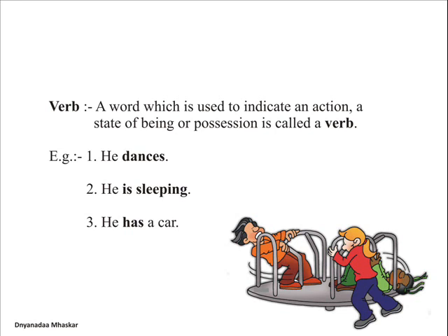Let us see the example. He dances. Dances is an action word. He is sleeping. Is sleeping is a state of being. What is he doing? He is sleeping. Third one, he has a car. Has shows a possession. So a verb shows what? An action, a state of being and possession.